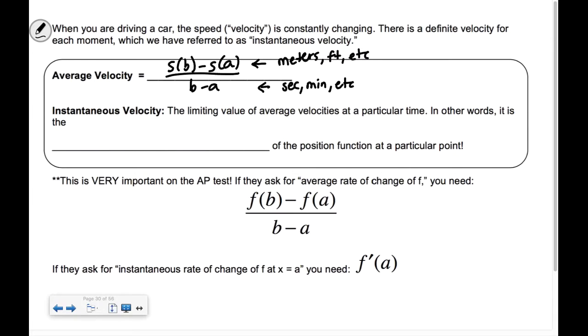All right, but the instantaneous velocity is the exact slope at a particular point. So it says the limiting value. Well, how do we get slopes? We found the limit as h went to 0, right? So the limiting value of average velocity is at a particular time. So in other words, it's the derivative.